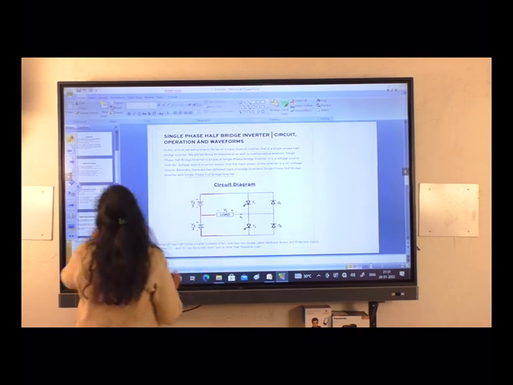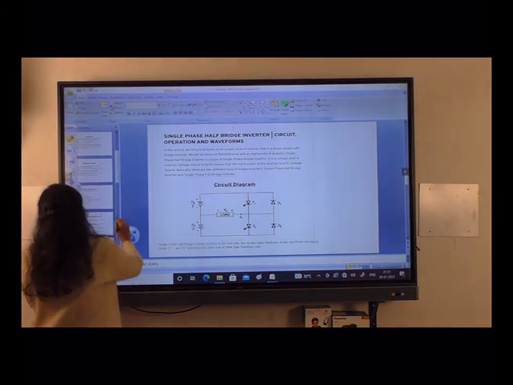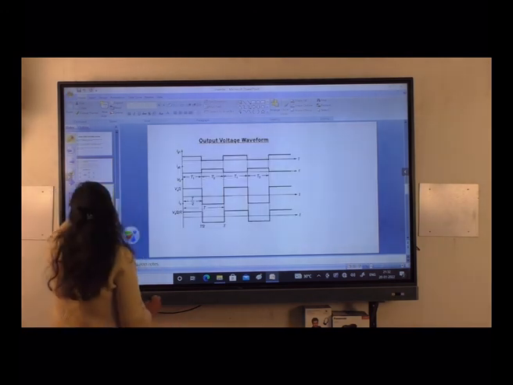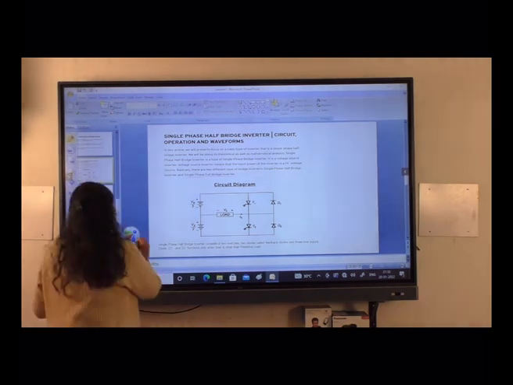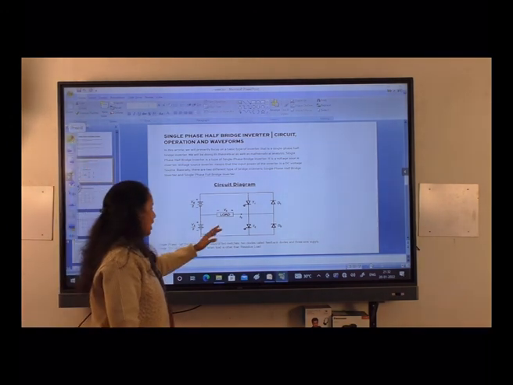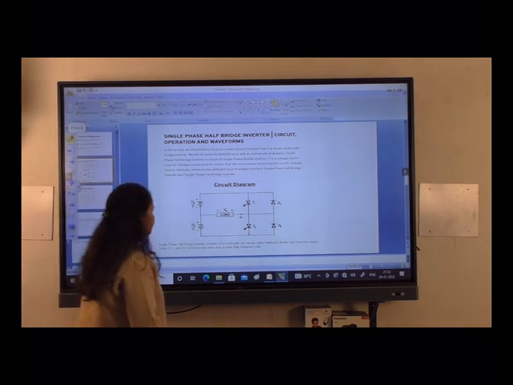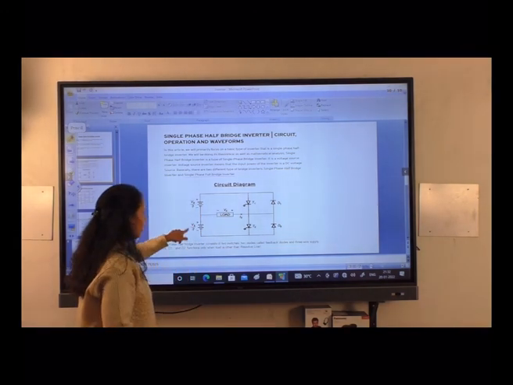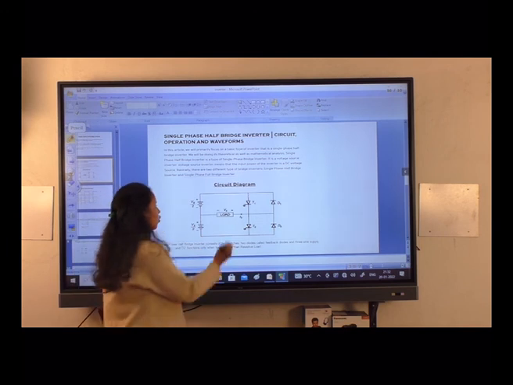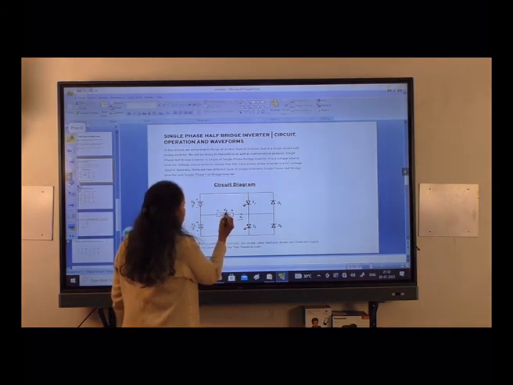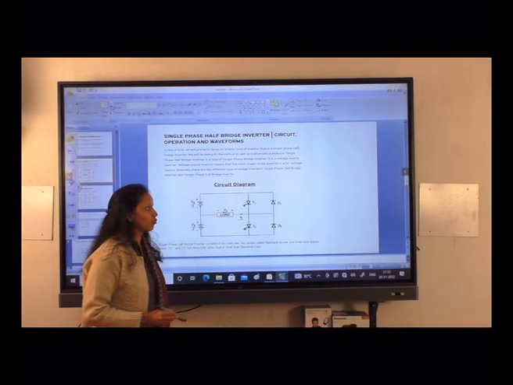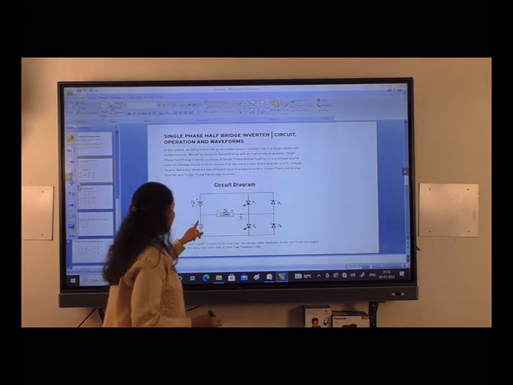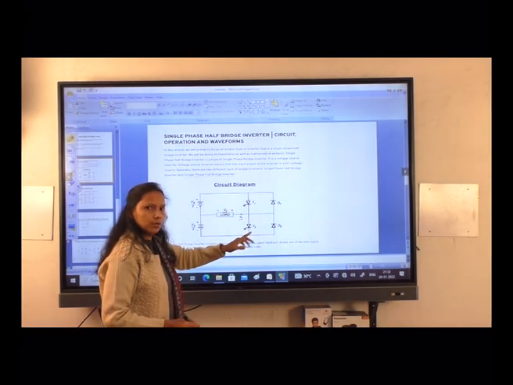Then next, the operation part. Let's first see how it will operate. When we give supply, the magnitude of the DC supply is Vs by 2 and Vs by 2. Here I0 and V0 are our positive direction of output voltage and output current. When we give DC supply, T1 and T2 are both in forward bias mode.